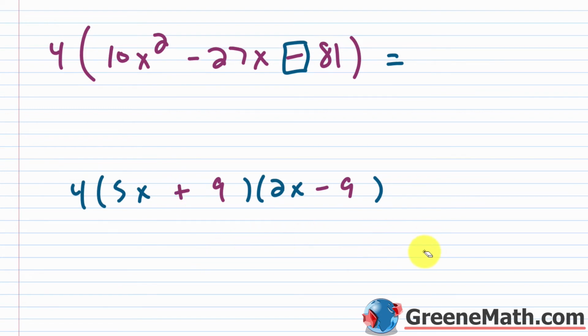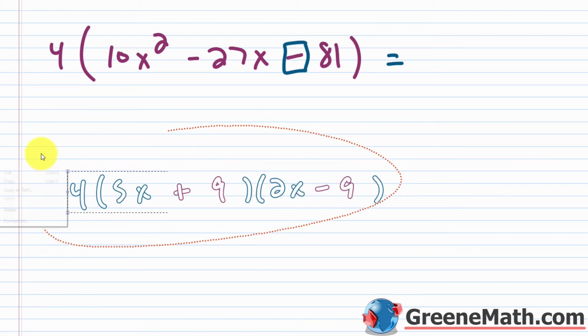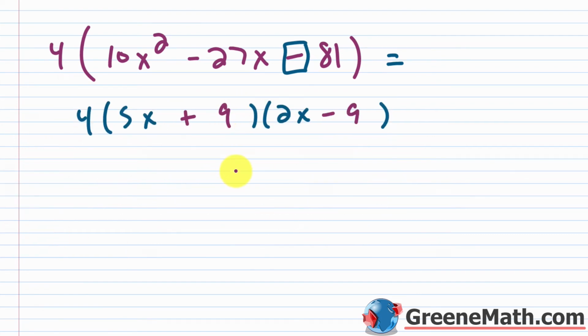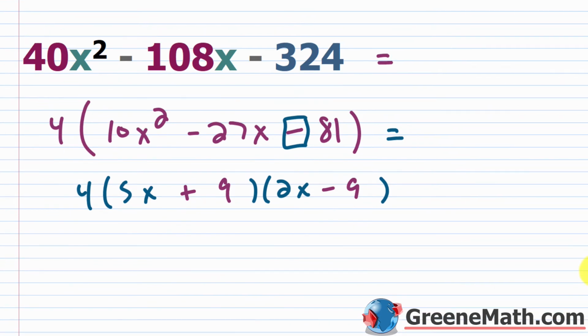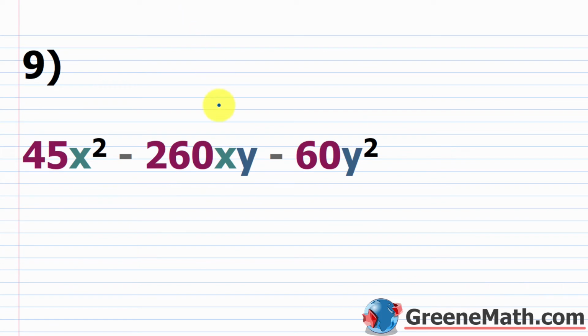Let me erase this, and let me drag this up. Move this up here, and let me go back up so we can see everything. So checking this, the outer here is negative 45x, and the inner here is 18x. Again, if you find the sum, you get your negative 27x that you're looking for. So my answer here is going to be 4 times the quantity 5x plus 9 times the quantity 2x minus 9. All right, let's look at problem number 9.